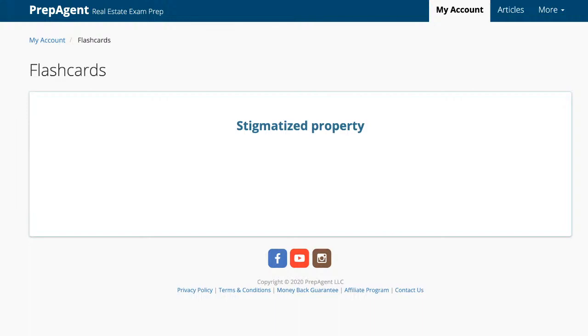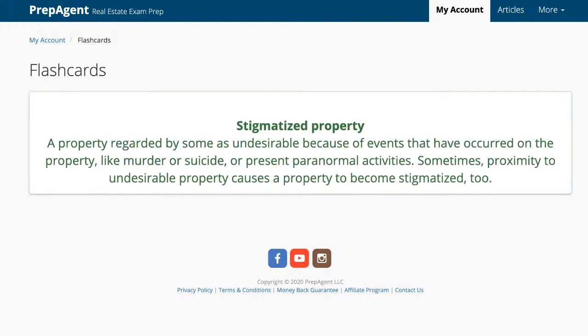Okay, stigmatized property. What's a stigmatized property? It's a property regarded as undesirable because undesirable events have occurred. It says there's bad vibes in there that you want nothing to do with.